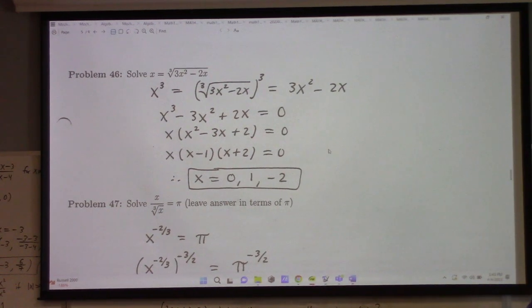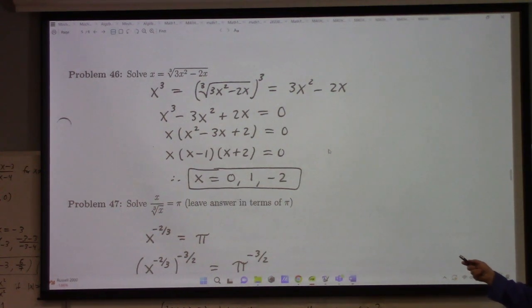So when I cube both sides of the equation, that gets rid of the cube root. The natural enemy of the cube root is the cube. So if we cube a cube root, we're back to the inside. In this case, the cube root of 3x squared minus 2x, all of that cubed just gives me 3x squared minus 2x.